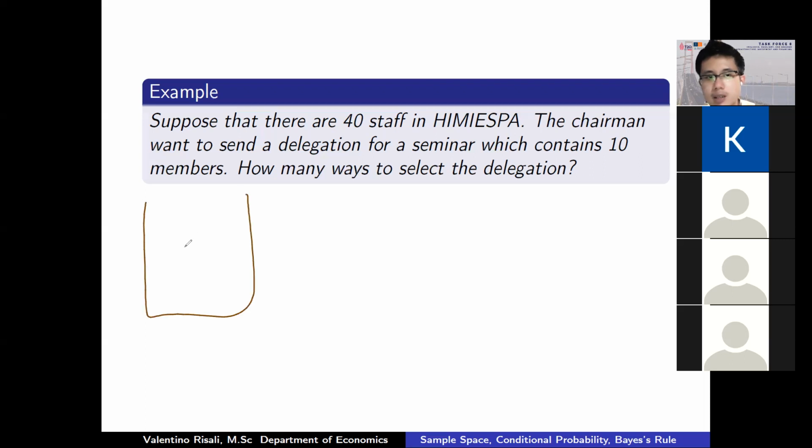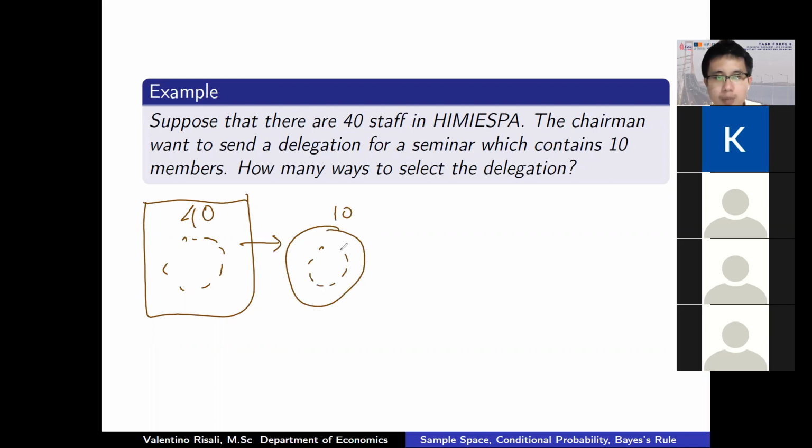So, as an illustration, we from HIMIASPA have 40 students, and we must select a group of 10 people. Assume that there are no structural positions in this set. That is, there is no president or secretary, just a delegation.